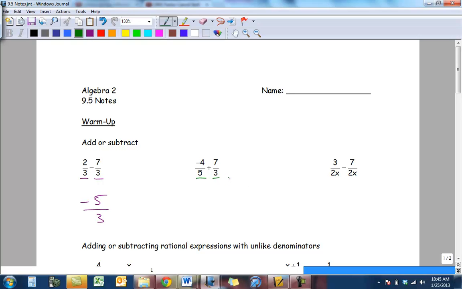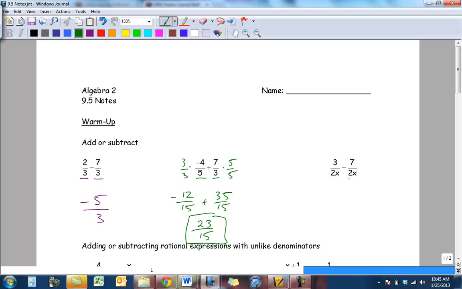Now, 5 and 3, what would be the common denominator? Well, 5 and 3 can both get to 15. So I'm going to multiply this one by 3 divided by 3, this one by 5 divided by 5. Negative 12 fifteenths plus 35 fifteenths is 23 fifteenths.